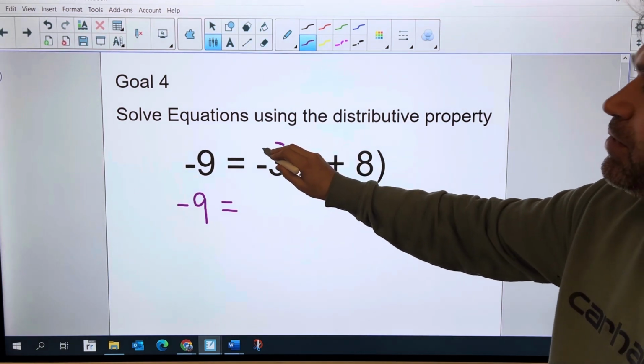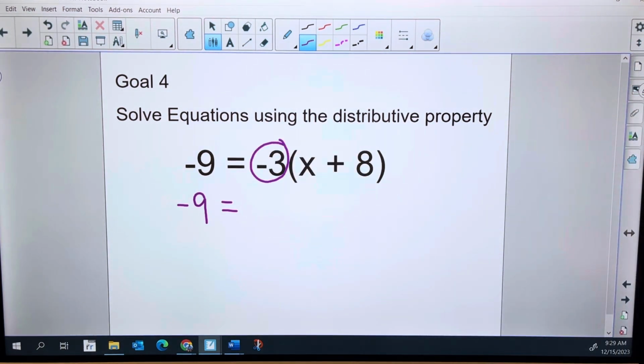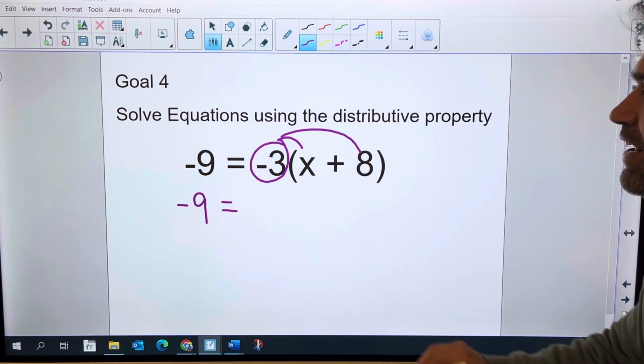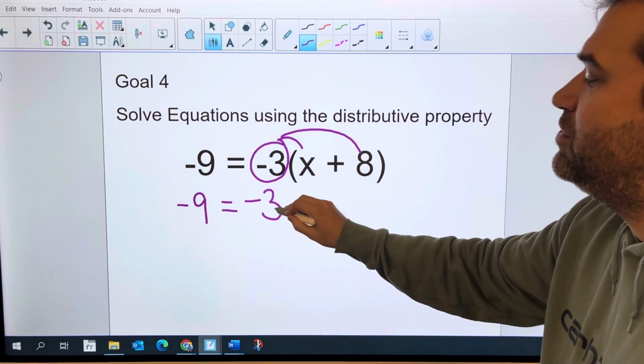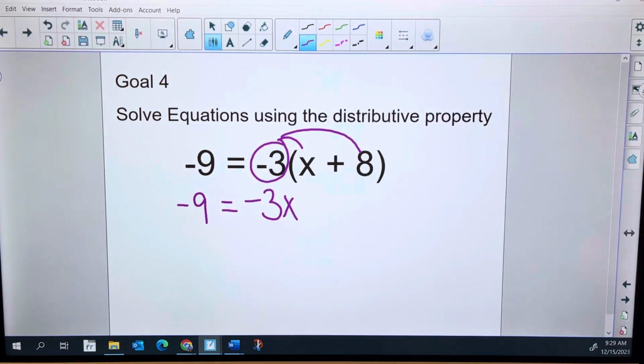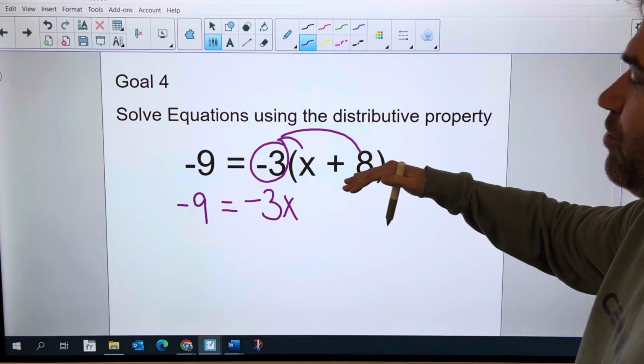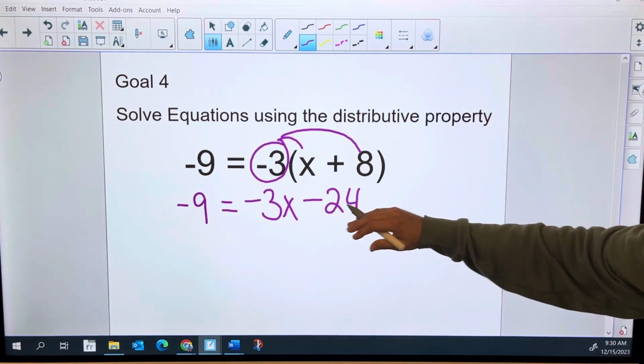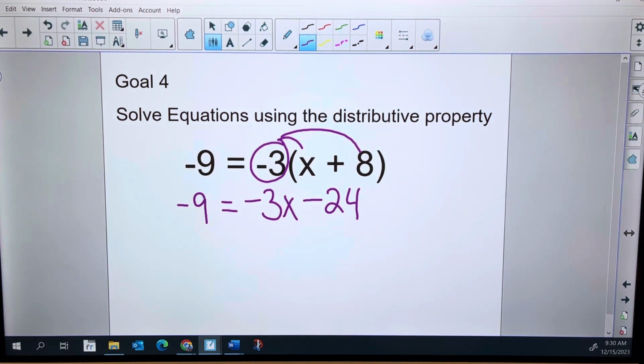I'm going to distribute. I'm going to take that number that is touching the parentheses, right directly next to the parentheses, and distribute it to both terms on the inside. -3 times x is just -3x. Remember, we just write that multiplication right next to each other. We don't need a dot or an x or anything else to show it. -3 times 8 is -24. If you want to write plus negative there, that's absolutely okay. I'm just all about keeping it short and sweet.